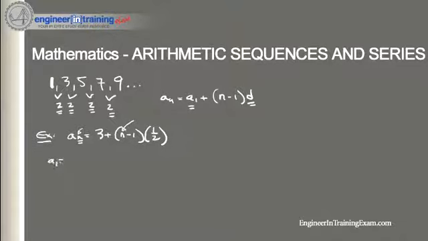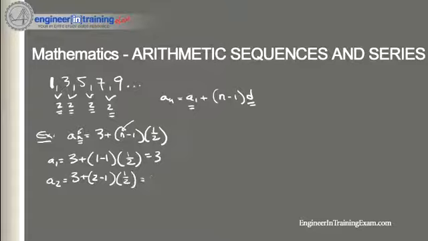So a sub 1 is simply 3 plus 1 minus 1 times 1/2, which is equal to 3. a sub 2 is equal to 3 plus 2 minus 1 times 1/2, which is equal to 7/2. And a sub 3 is equal to 3 plus 3 minus 1 times 1/2, and that is equal to 4. Note that by the third term we can already see that the common difference is 1/2. Each term has increased by 1/2.